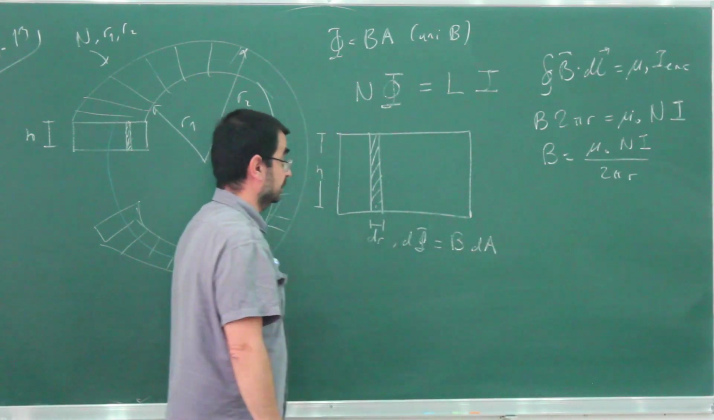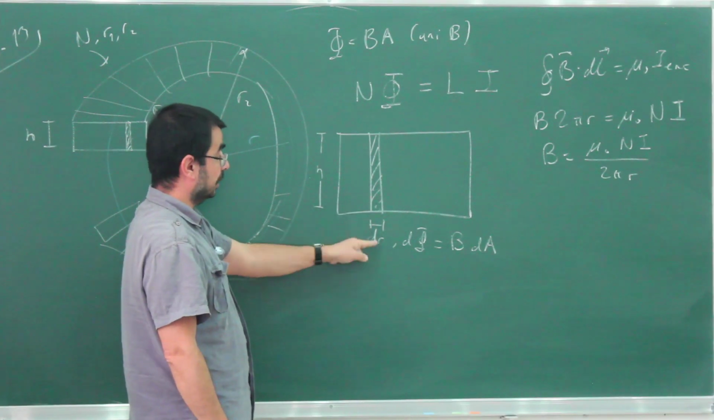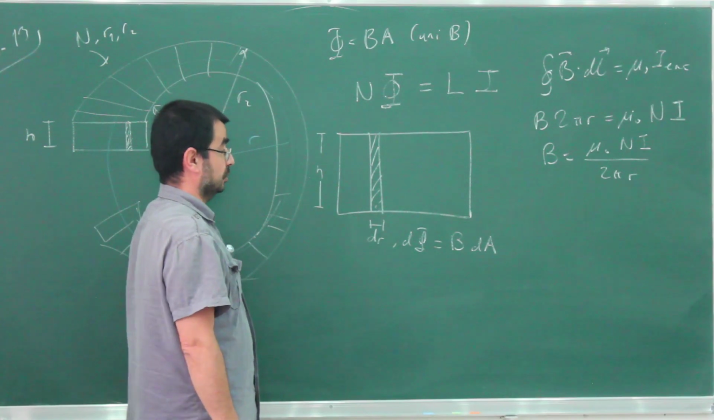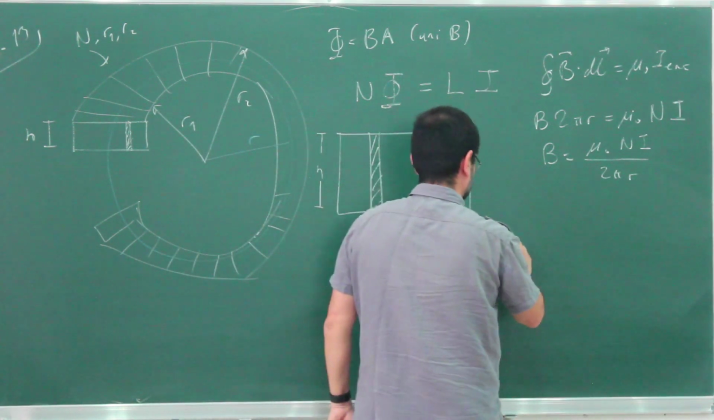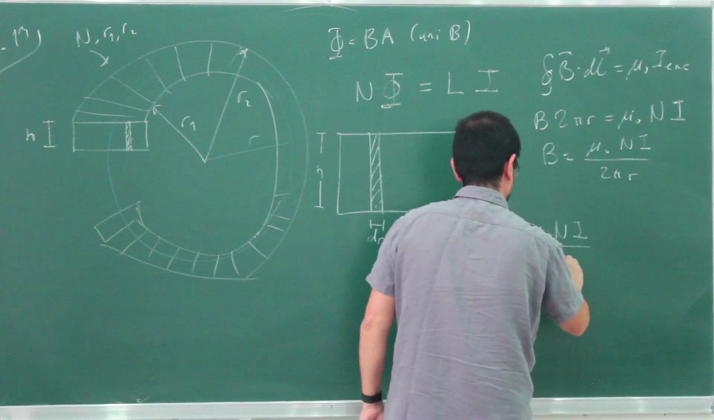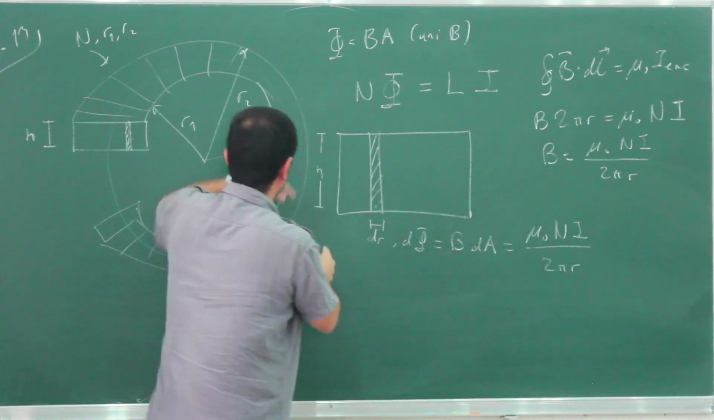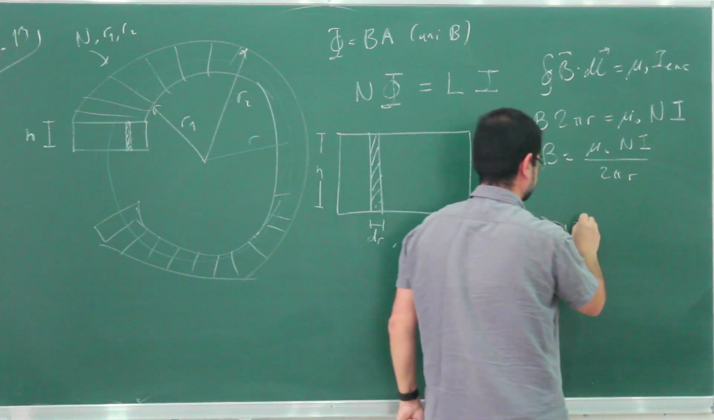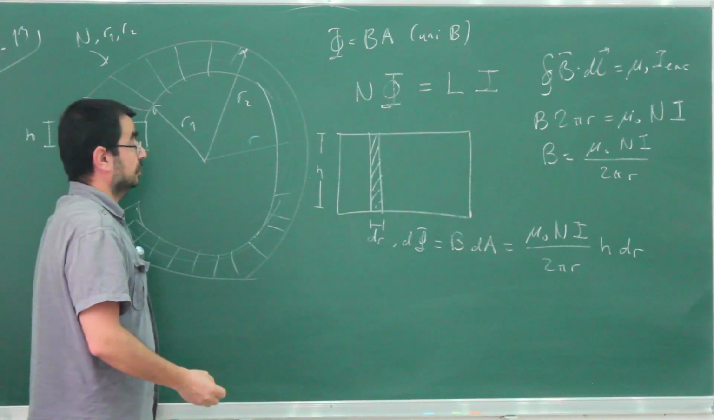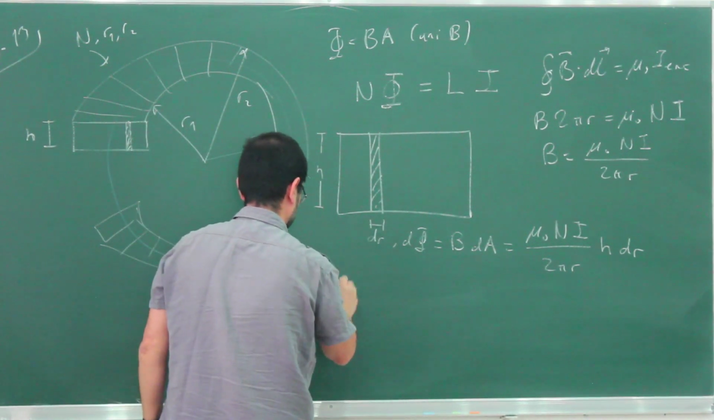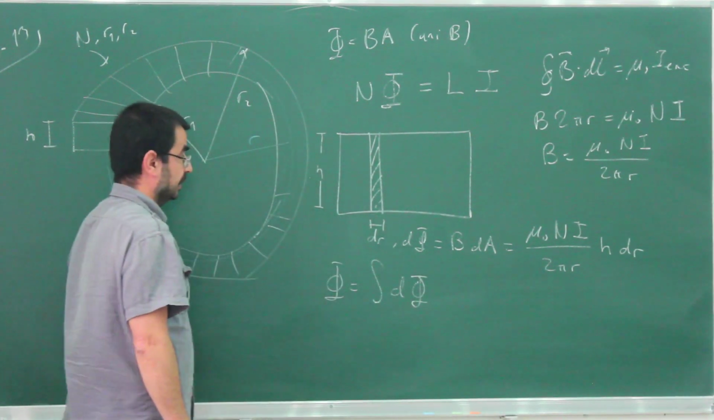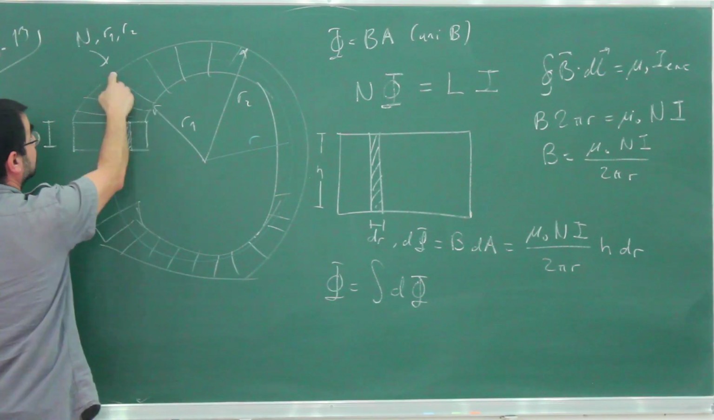This B is now constant over this little interval. The r doesn't change, or rather it changes by an infinitesimal amount, so the magnetic field is also not going to change. And this is going to be mu0 n I over 2 pi r. Now this dA is H times dr. And now to calculate the total flux, we need to integrate this. Add up all these little fluxes, and that integration runs from R1 to R2.